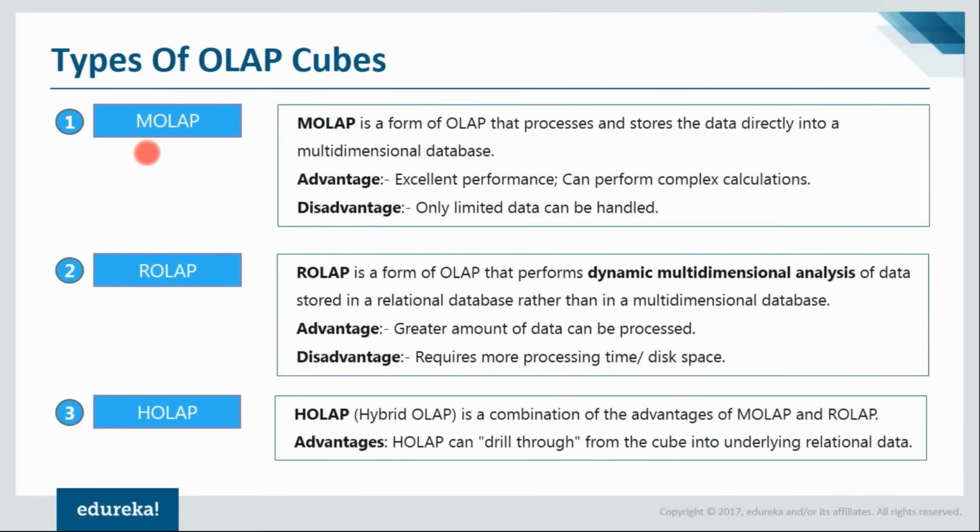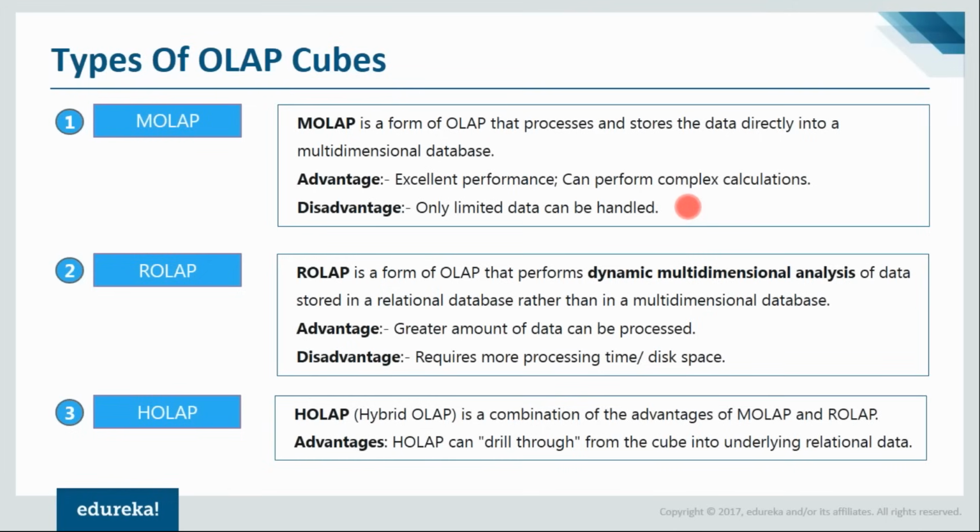The first type is the multidimensional OLAP cube. When we say multidimensional OLAP cube, this is the default type of OLAP cube. MOLAP is a form of OLAP that processes and stores data directly in a multidimensional database. So you have a multidimensional cube, and your data will be stored inside that particular database. The advantage here is that it gives you excellent performance, and it can perform complex calculations. But the problem is that only a limited amount of data can be handled in MOLAP.